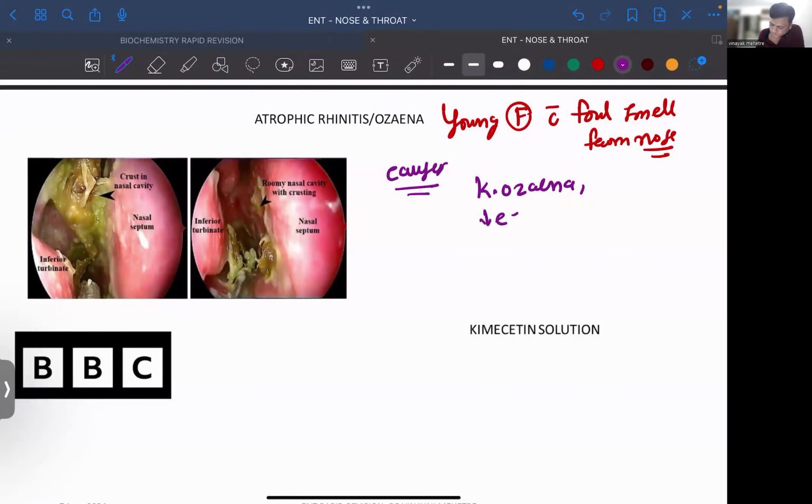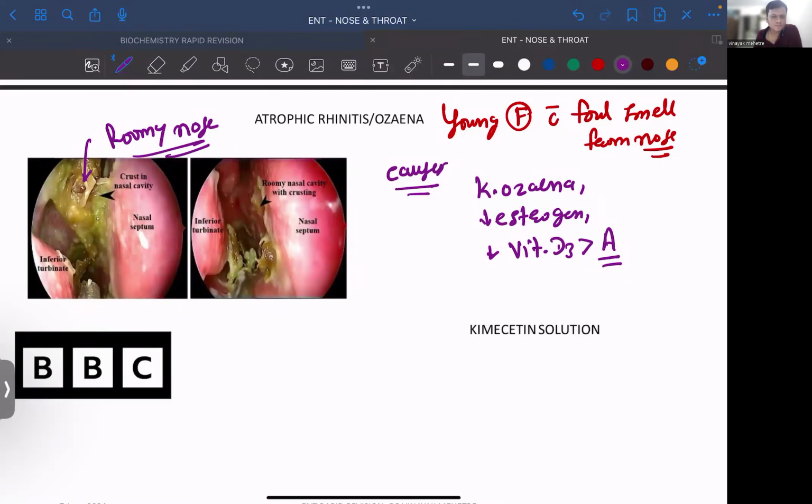Decrease in estrogen. And decrease in which vitamin? Decrease in which vitamin? If it is not in the option, the answer is vitamin A, right? Vitamin A. And the nose is called as roomy nose. Okay?